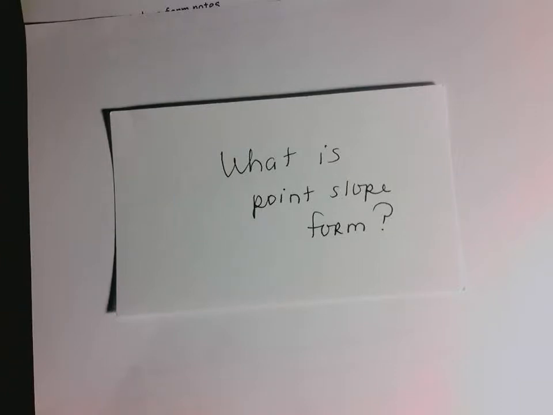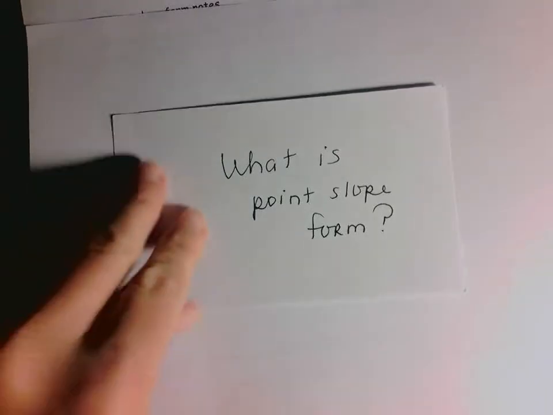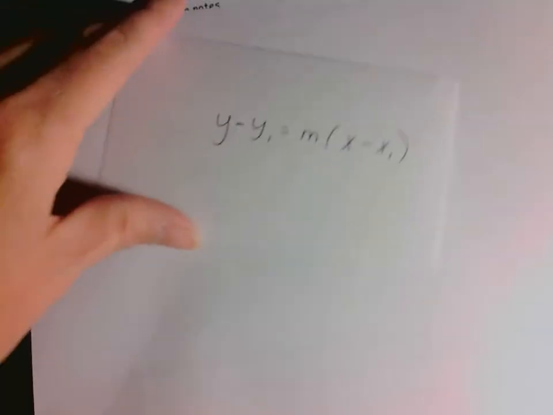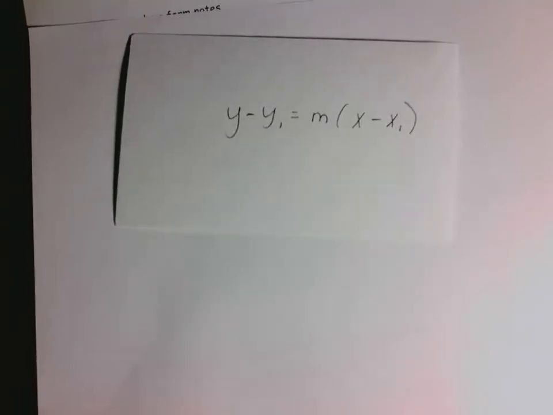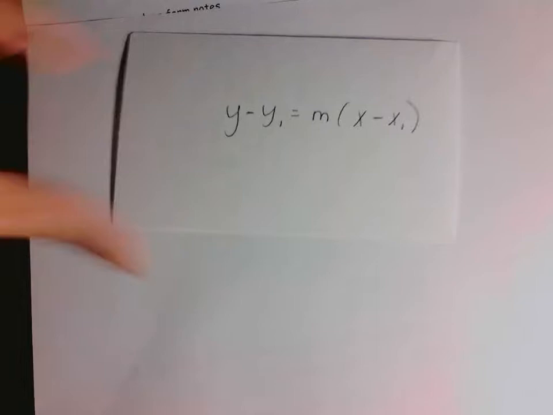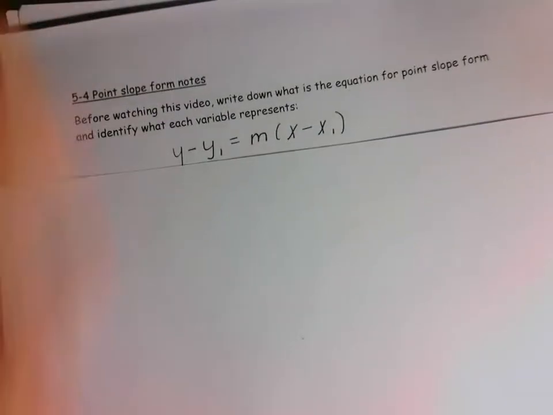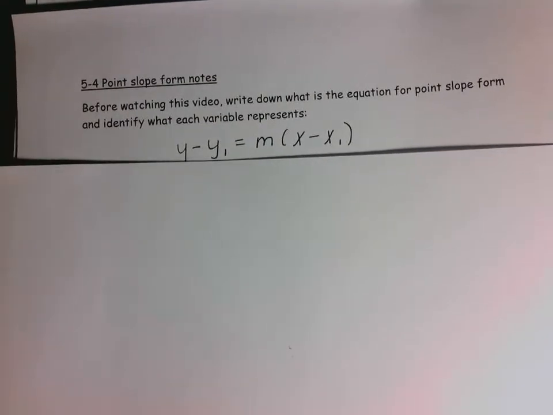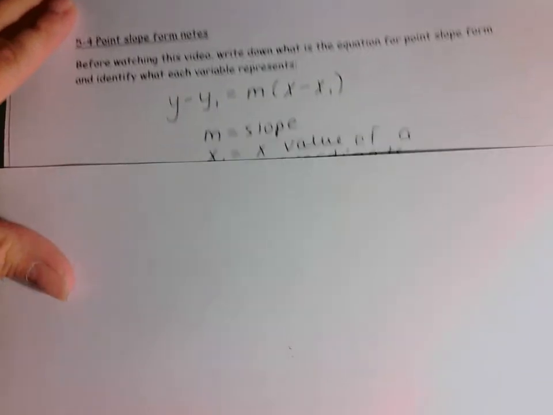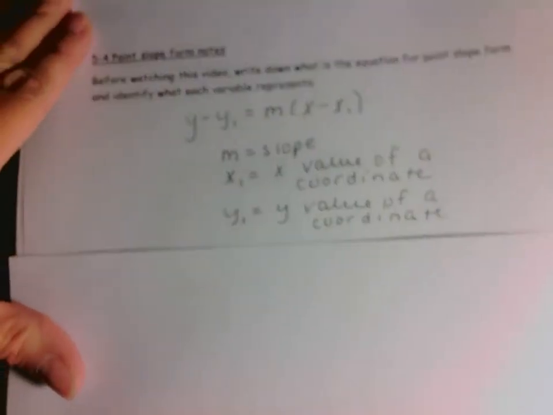So give yourself another flashcard and add to it what is point slope form, and on the other side write y minus y1 equals m times x minus x1. You need to memorize these. So I said before you watch this video, write down exactly what point slope form is and then identify what each variable represents. And that's what you should have written down.